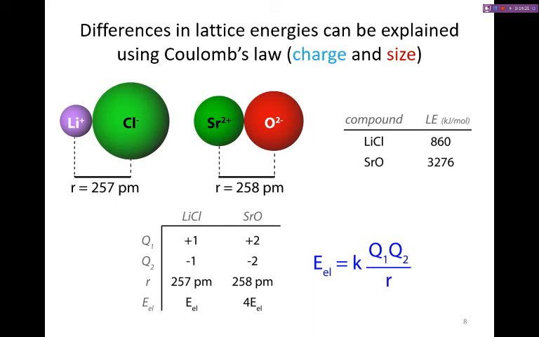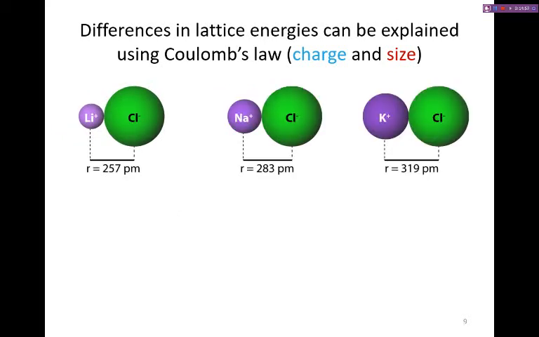And so we would expect strontium oxide to melt at a much, much higher temperature, to boil at a much, much higher temperature than lithium chloride. And so the point here is that the size does not matter as much. The charge is going to have a huge impact. And to kind of hit that point home, let's take a look at another set of elements.